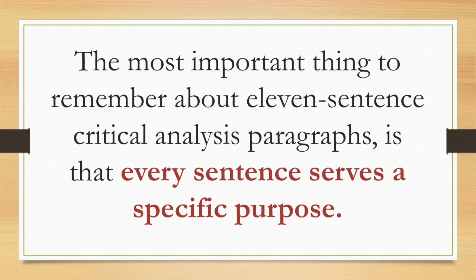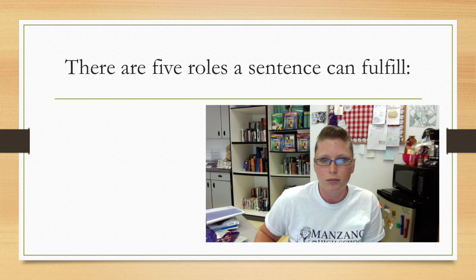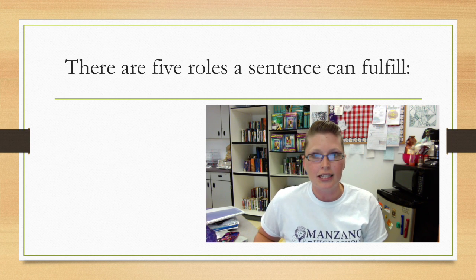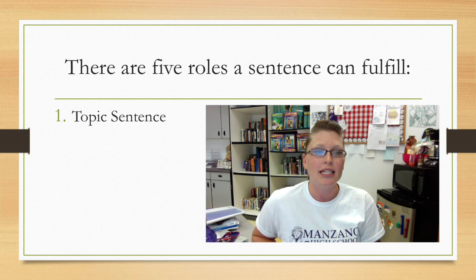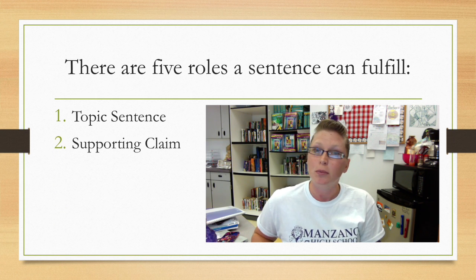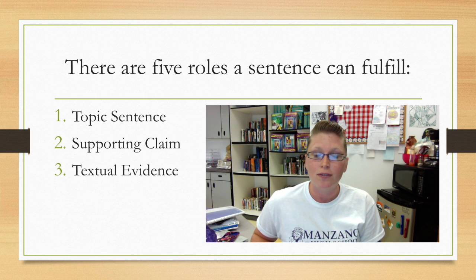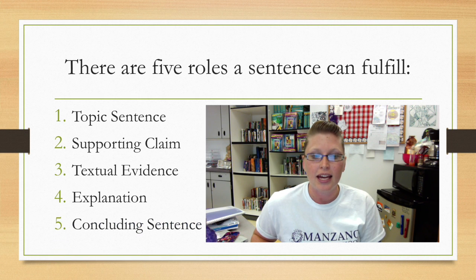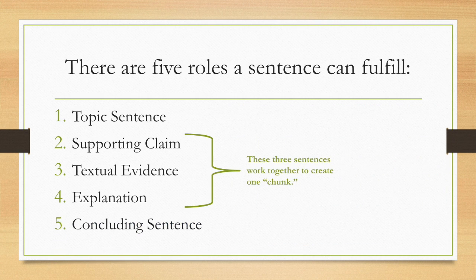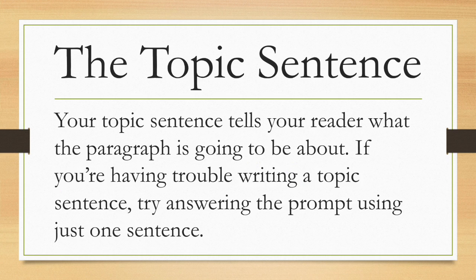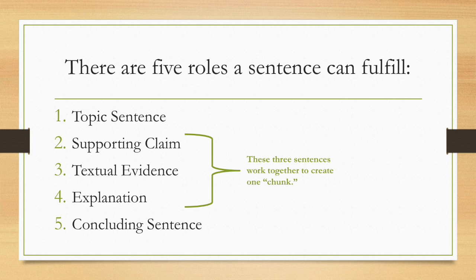So the most important thing to remember about the 11-sentence critical analysis paragraph is that every sentence serves a specific purpose. And there are 5 roles that these sentences can fulfill. The first one is that you have to have a topic sentence. You have supporting claim sentences, textual evidence sentences, explanation sentences, and concluding sentences. Now, the supporting claim, textual evidence, and explanation sentences all work together to create something that we call a chunk. And there are 3 chunks in one 11-sentence paragraph.